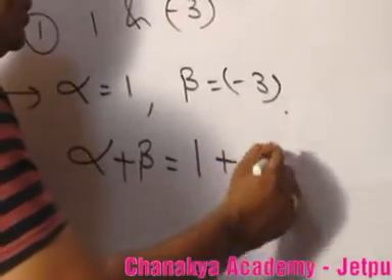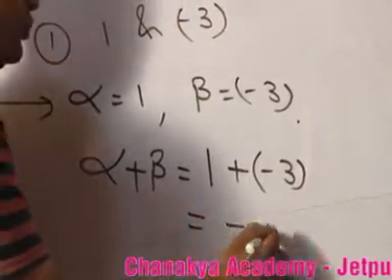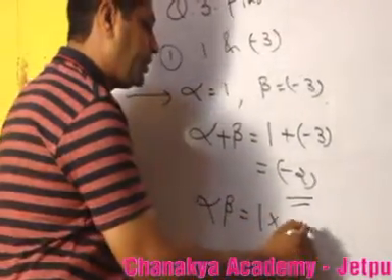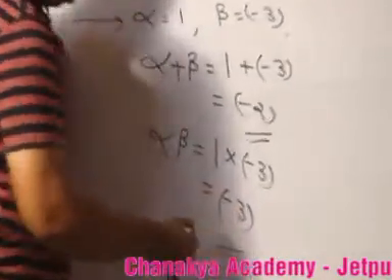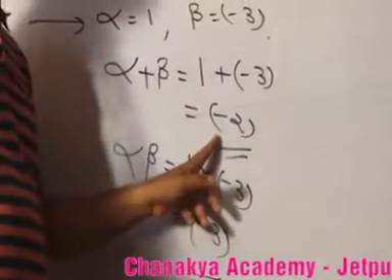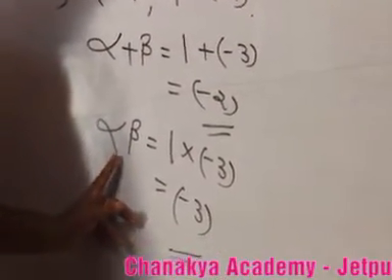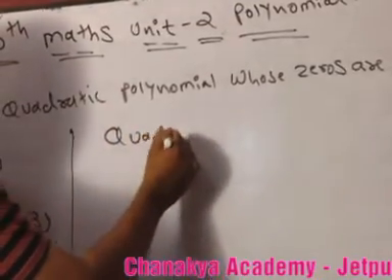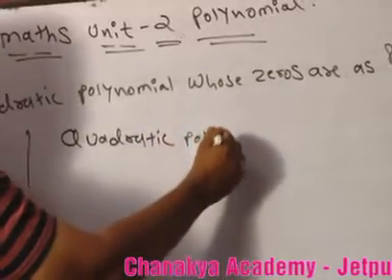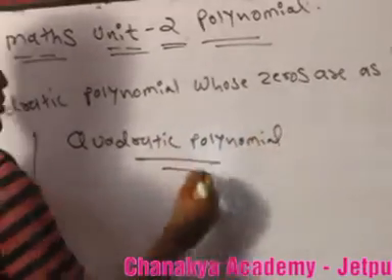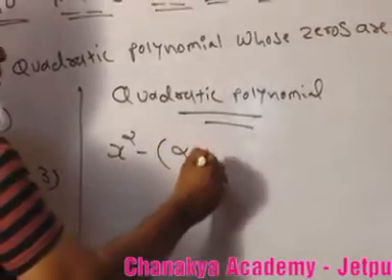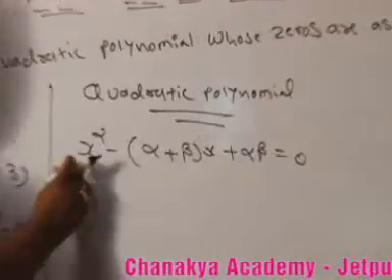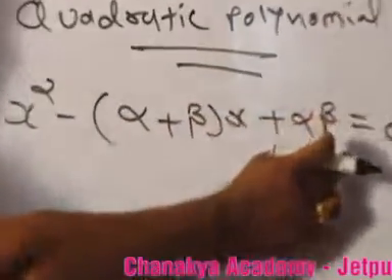Now we find alpha plus beta, that is our sum: 1 plus minus 3 equals minus 2. Again, alpha beta equals 1 into minus 3 equals minus 3. Now our sum, alpha plus beta equals minus 2, is ready, and our product, alpha beta, is also ready, minus 3. Now we find the quadratic polynomial, which is x square minus (alpha plus beta) x plus alpha beta equals 0.